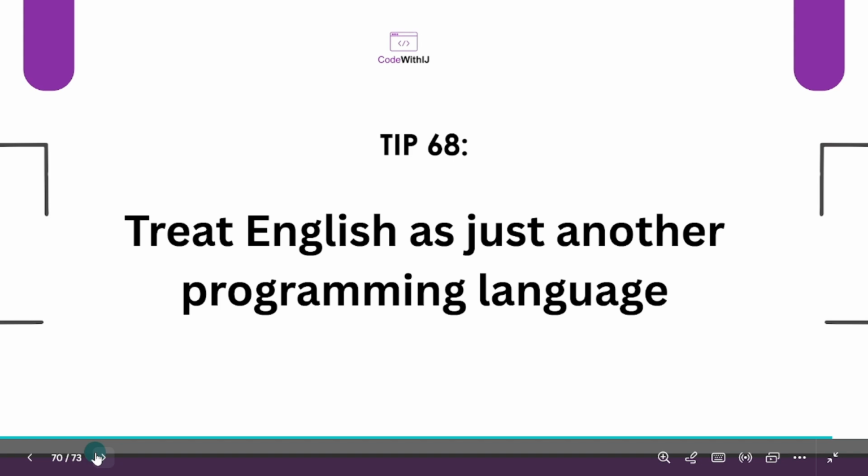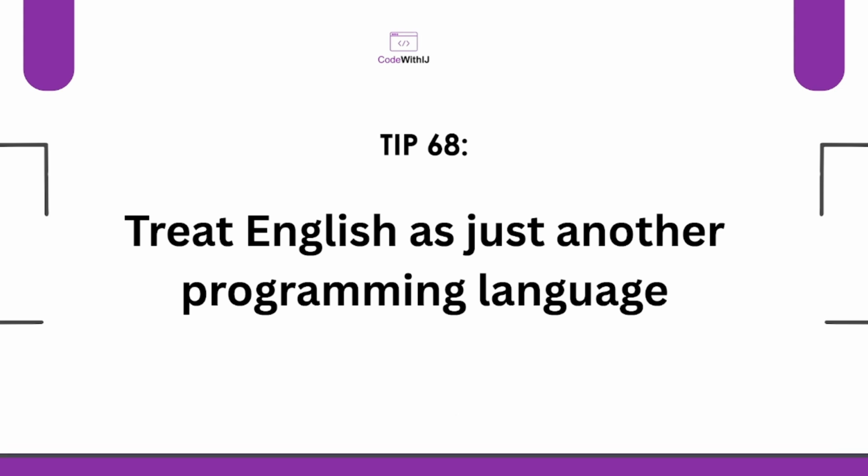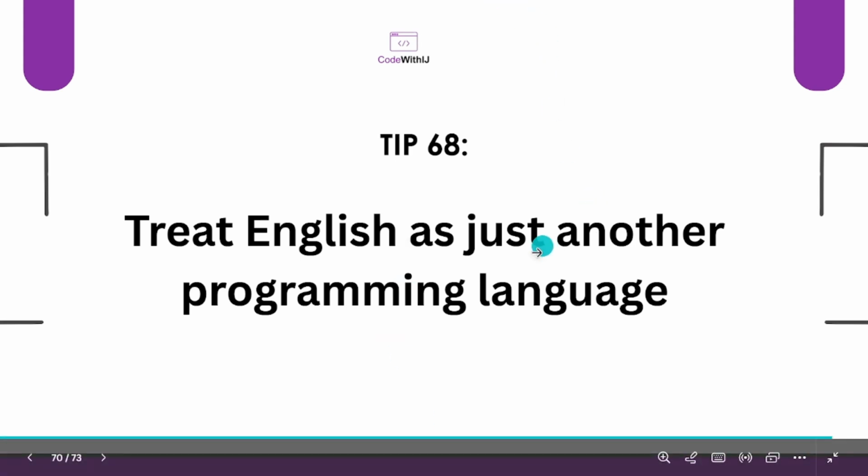So tip 68 says treat English as another programming language. Whenever you're coding, most of your work is written in English. So treat English as another programming language. Try to read your code in English in very simple terms. So if you say, if authorization code is available, the user should be able to access the dashboard. You see, it's very, very simple English.